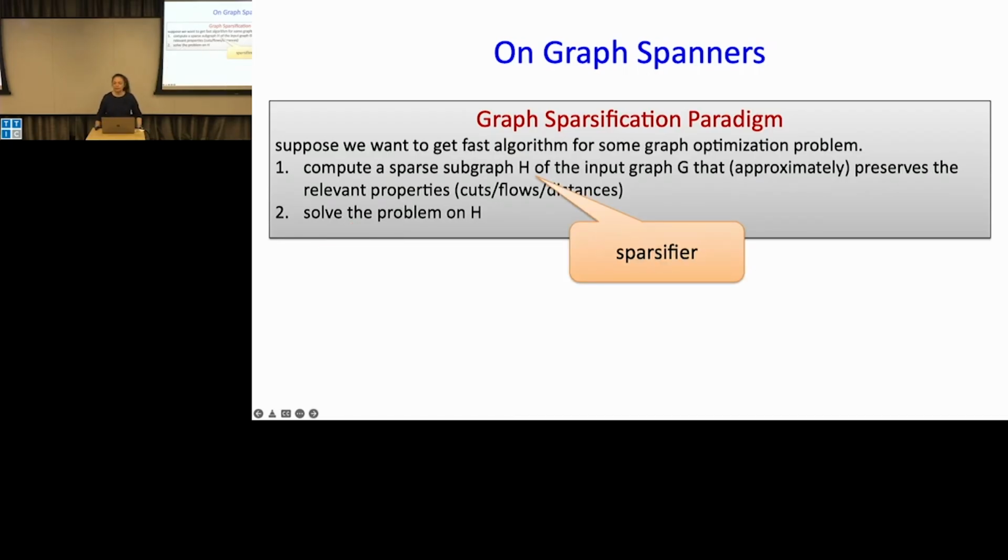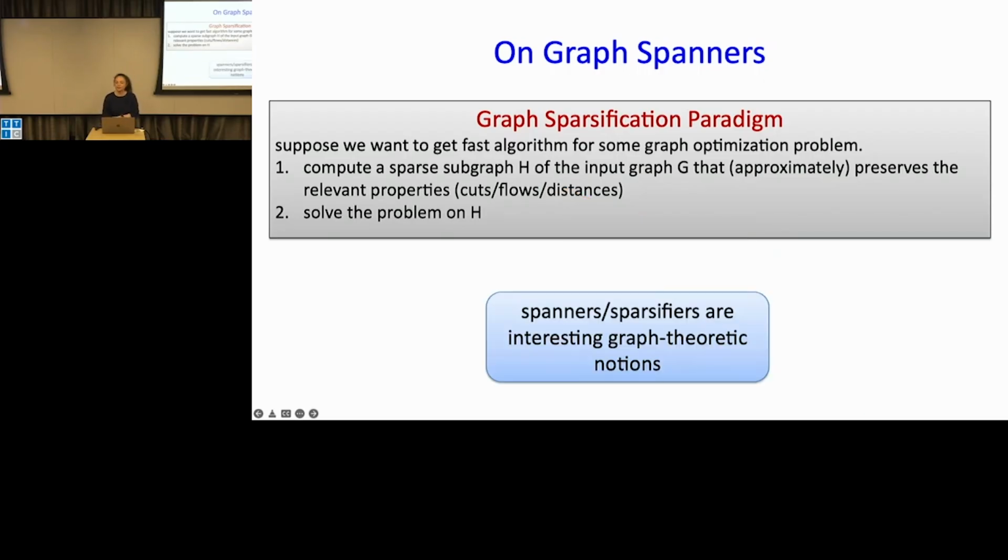Generally, this graph H, this subgraph of G that's sparse and approximately preserves the important properties of G, is called a sparsifier. But when we talk about distances, and the property that we want to preserve is distances between pairs of vertices, then it's called a spanner. So a spanner is a kind of sparsifier. So this is one reason to study spanners and more generally sparsifiers. Another reason is that it's just a really natural graph theoretic concept, and it has some really interesting connections with graph theory. And we are going to see one in a bit.